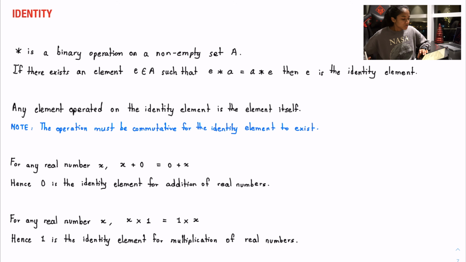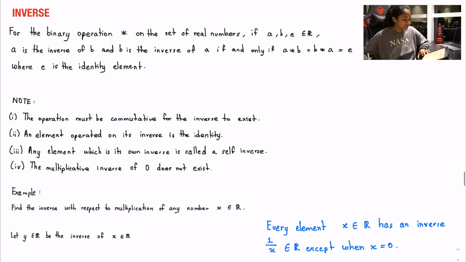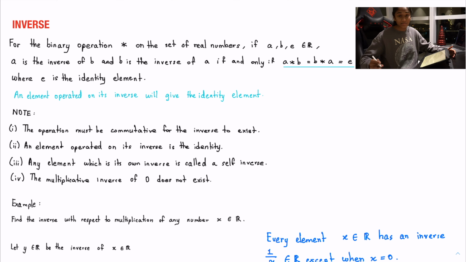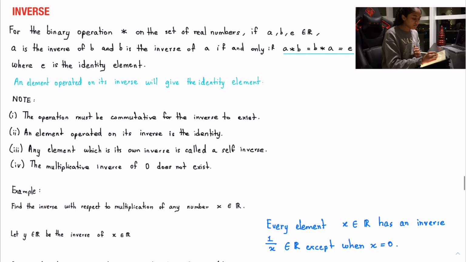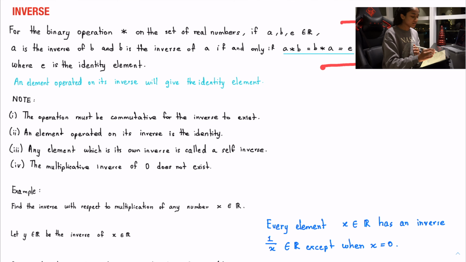Next, moving on, the final thing we're going to look at is inverse. All this means is that an element operated on its inverse will give the identity element, which is what we looked at before. We have a little rule here, and this means this. I don't want you to get confused by reading this entire thing, because all it's saying is that an element operating on its inverse will give the identity element.